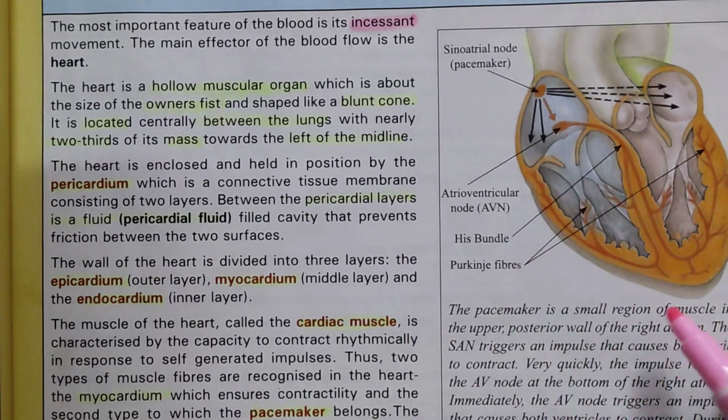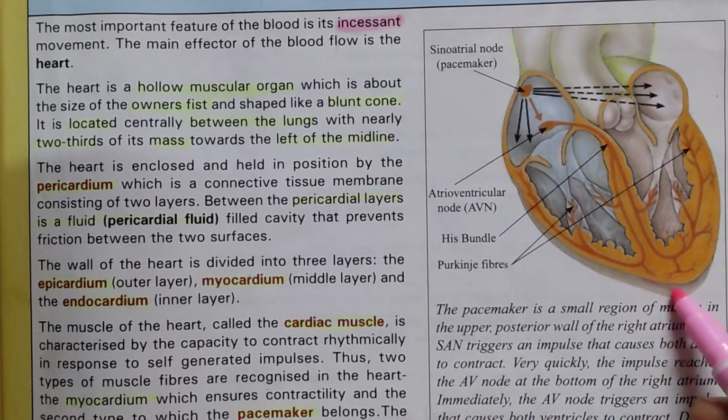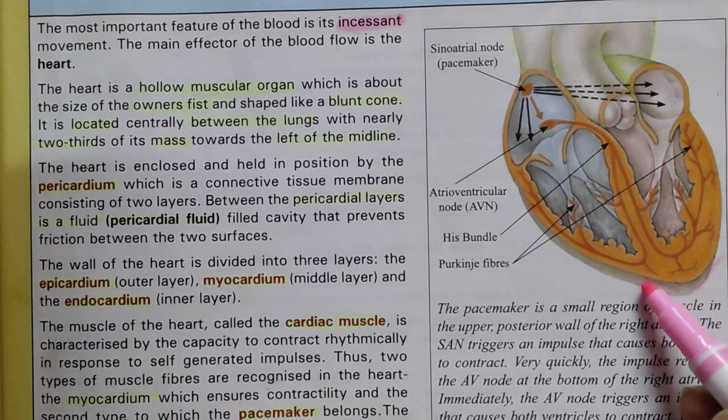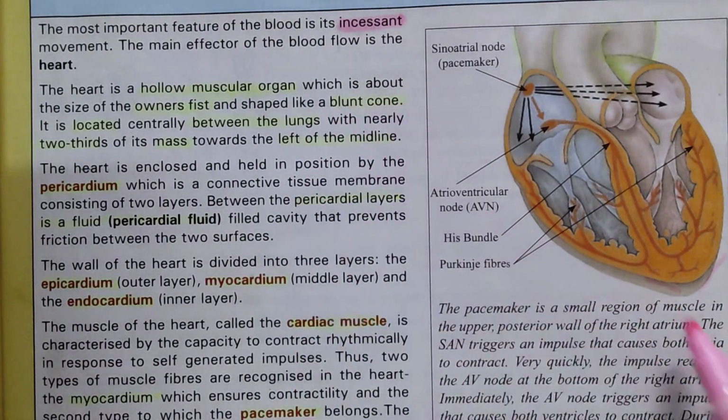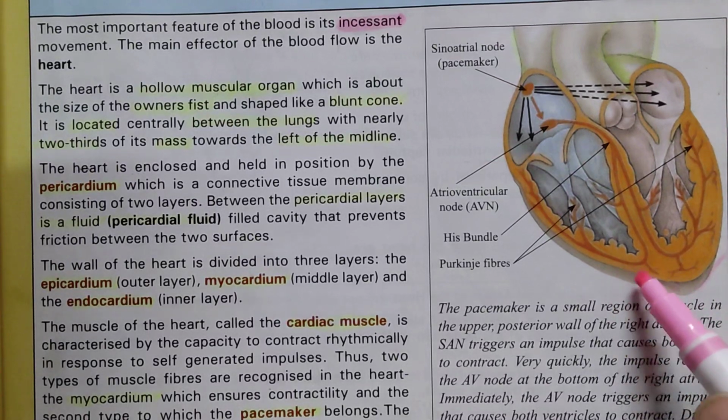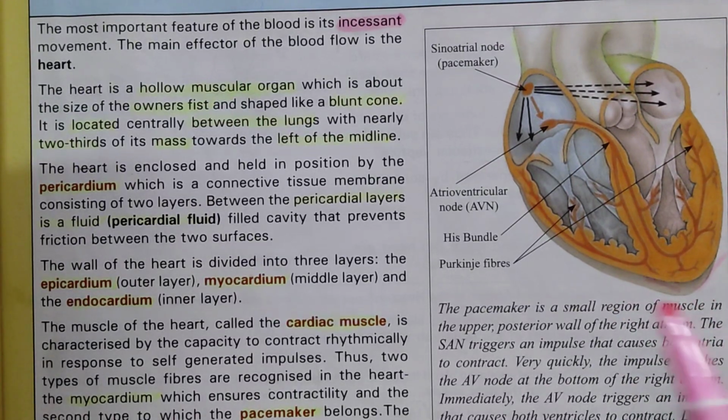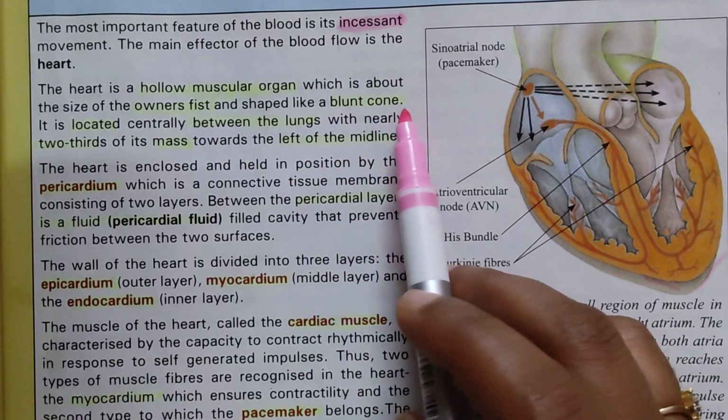And what you see here is a little bit sharpened area like this. So that's why it is written that it is like a blunt cone. It's not very sharp, but it's a little bit pointed towards this end. That's why it is known as a blunt cone.